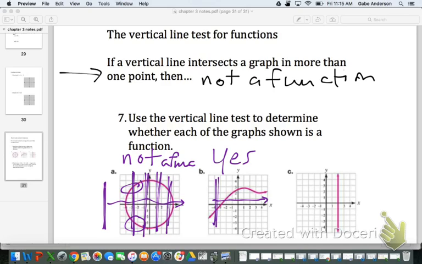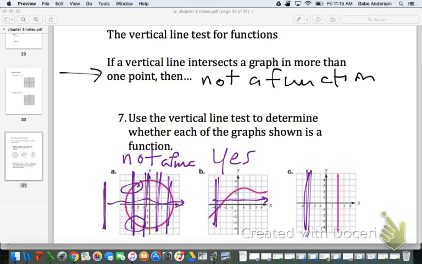And then for C, Andrew, what do you think about that one? Vertical line test tells us... Oh, I say no. Why do you say no, Andrew? Just kidding, yes. No, it's no. Sounds like a coin flip at this point, right? I think it's a no. You think it's a no? Because it intersects the entire line.